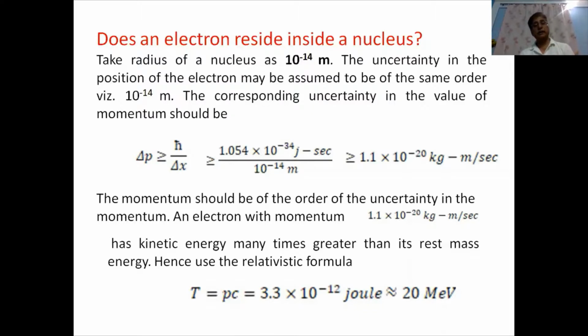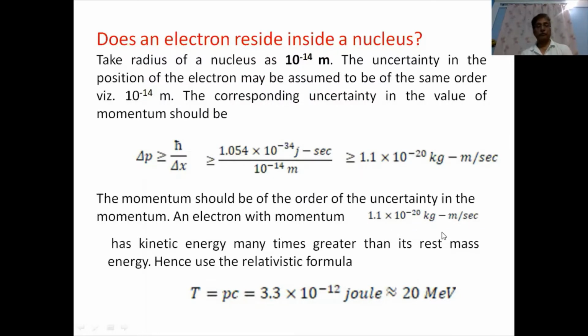The corresponding uncertainty in the value of momentum will be, by the same relation, delta P greater than or equal to h cross by delta x. Now h cross is known, and put delta x as 10 to the power of minus 14 meter. Then this uncertainty in the momentum comes out to be 1.1 into 10 to the power of minus 20 kg meter per second. Naturally, the momentum should be almost of the same order as the uncertainty in the momentum. So we have the electron with momentum in the nucleus of 1.1 into 10 to the power of minus 20 kg meter per second.